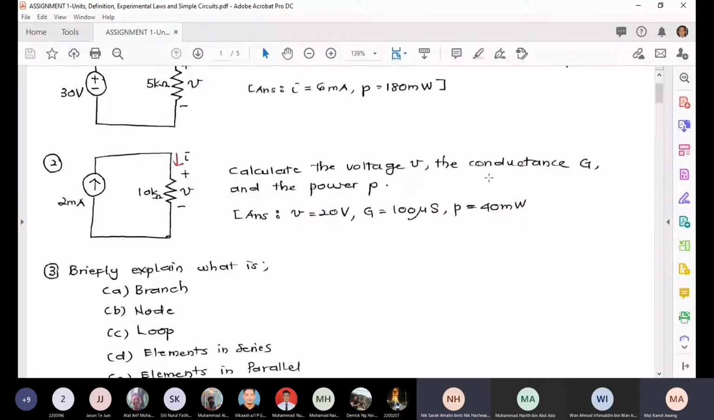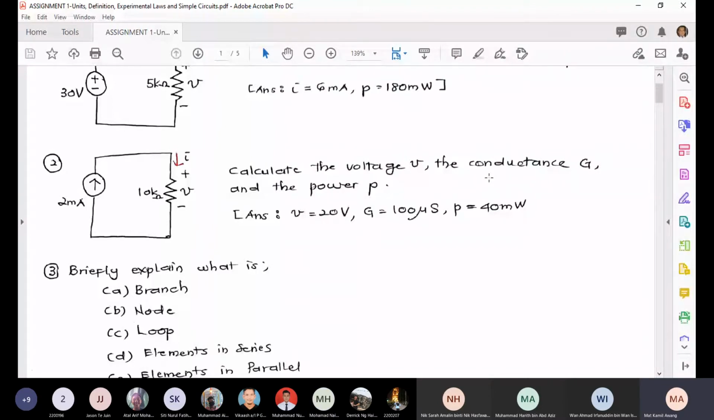Conductance is the reciprocal of resistance. So G is equal to 1 over R. So 1 over 10K is 100 microsiemens. Okay.